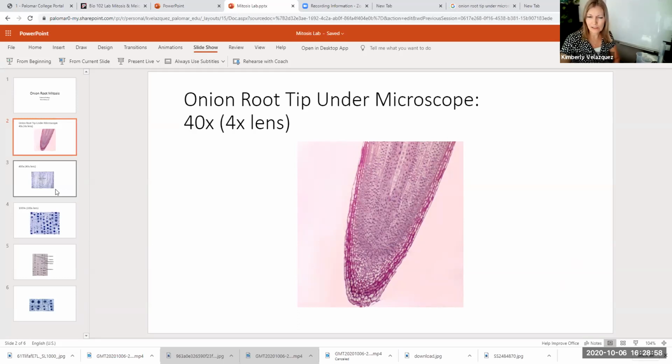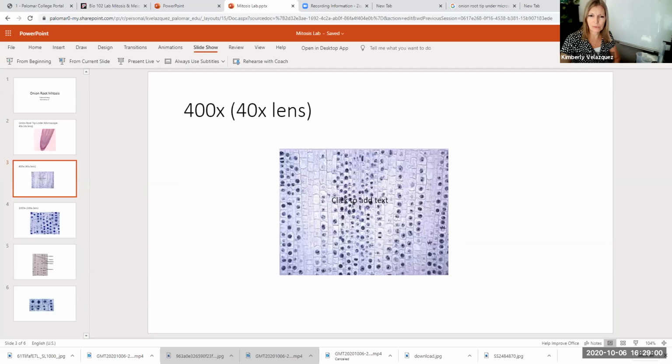Then if we zoom in with our 40x lens in class, this is usually what you see. Sorry about this click to add text. I really don't want that there. I'm just going to get rid of that right now. There we go. Okay, this is what you would see.